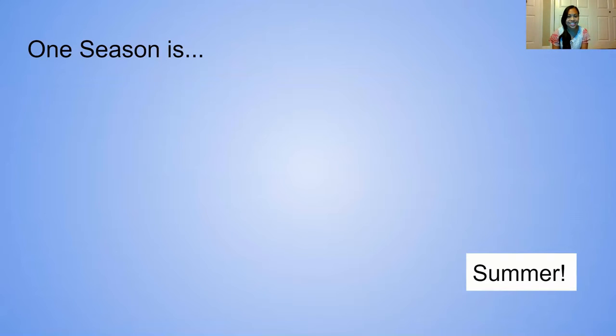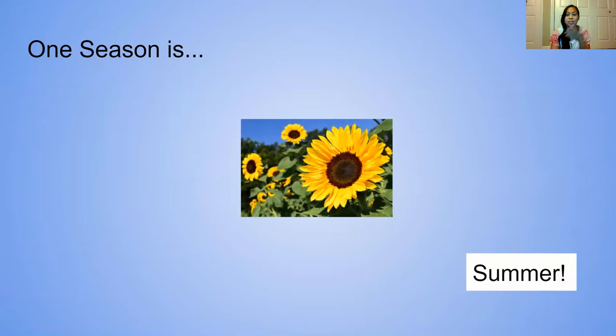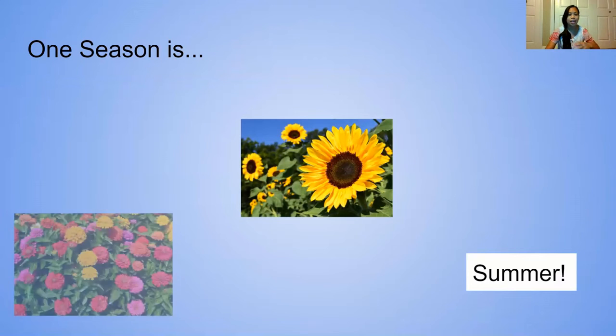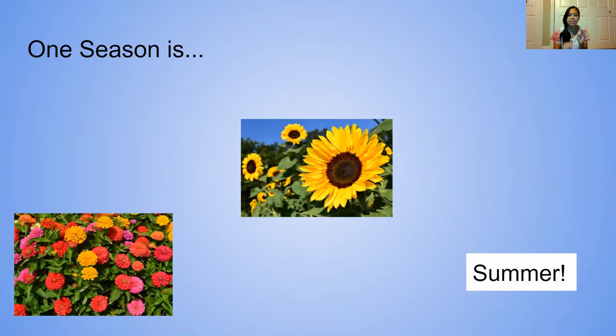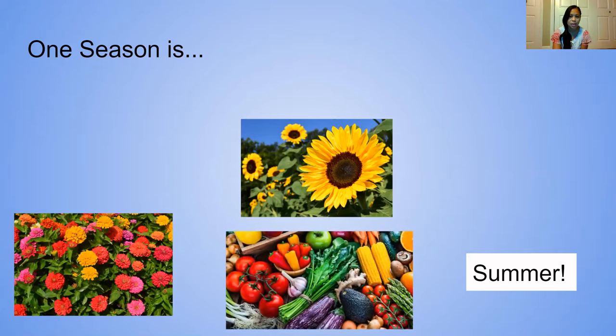So one season is summer. So let's look at what summer looks like. So summer, a lot of the beautiful flowers that you see are in full bloom, which means that they're not very small, they're not kind of growing, but they're big and full grown. So that happens usually in the summertime. We have lots of wonderful vegetables that grow. So we have tomatoes and corn, delicious corn. We have avocados and asparagus, lots of those yummy cucumbers, zucchinis, a lot of those grow during the summertime.